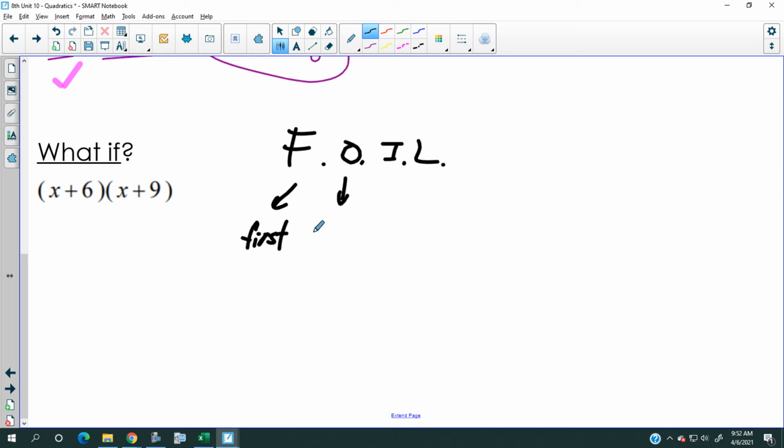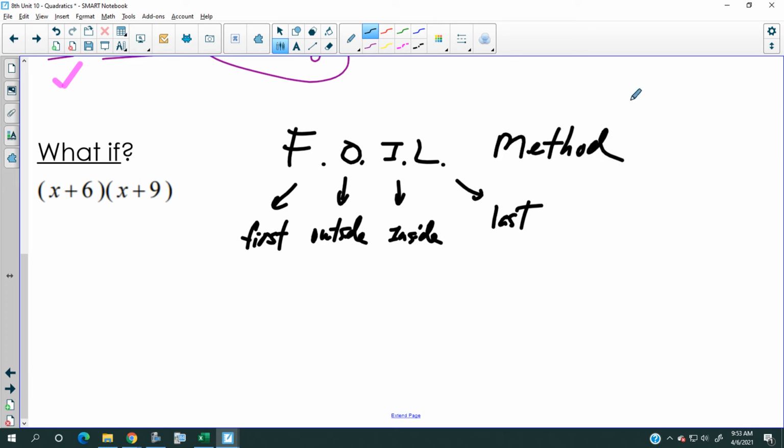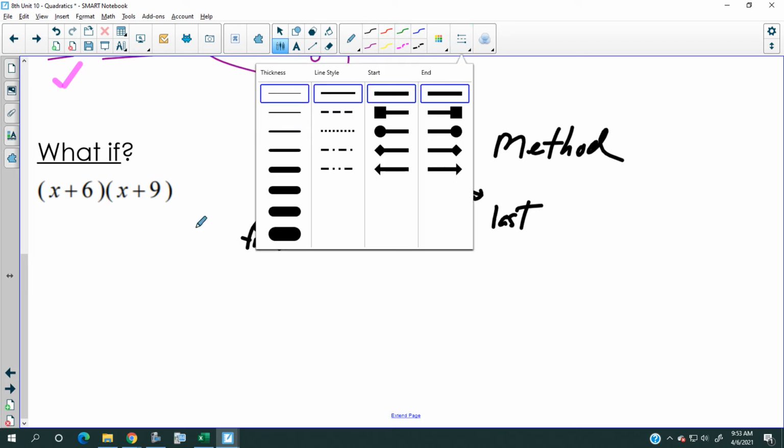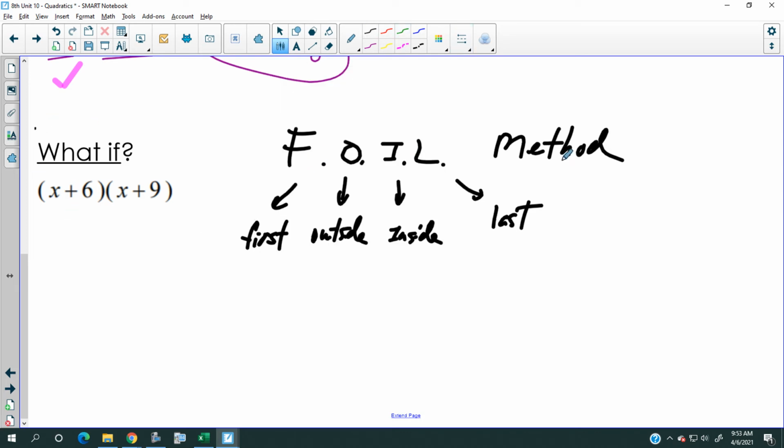First, outside, inside, last. So this is called the FOIL method, all right? Everyone in the world, all right? I actually can't speak for everyone in the world because I only learned this when I'm here. But subsequently, everyone in the United States, in this country, learns this and uses this particular method, okay? So what does it mean? How do you actually apply this method?